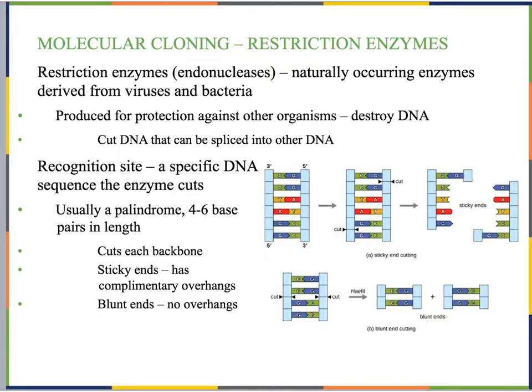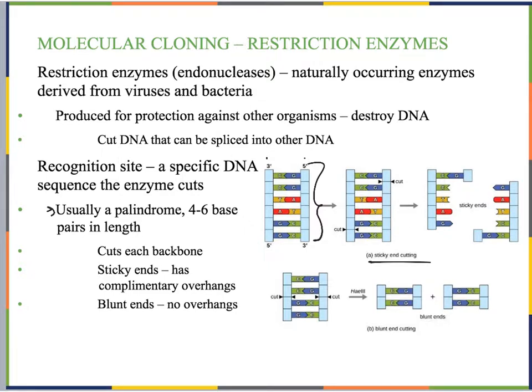So each restriction enzyme has a particular recognition site. This is a specific DNA sequence that the enzyme is going to cut. As it says here, it's usually a palindrome. So it's a 4 to 6 base pair length, and it's the same on both ends. If you look at the image here on the right, you can see that we have our DNA, 3' to 5', 5' to 3', and if we just look at sticky end cutting to start off with, a restriction enzyme or an endonuclease can come in and it will recognize this entire section.